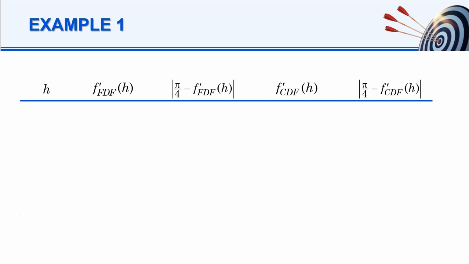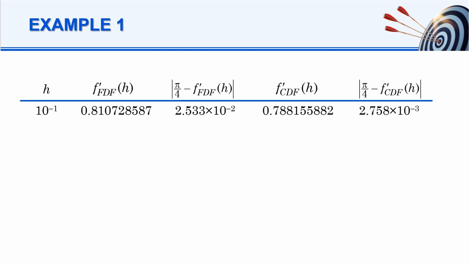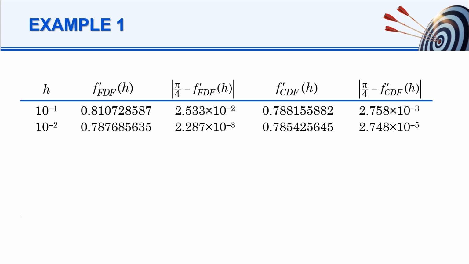For h equals 10 to the minus 1, the forward difference formula yields the true absolute error of 2.533 times 10 to the minus 2, while the central difference formula results in the true absolute error of 2.758 times 10 to the minus 3. For h equals 10 to the minus 2, the forward difference formula leads to the true absolute error of 2.287 times 10 to the minus 3, while the central difference formula yields the true error of 2.748 times 10 to the minus 5.